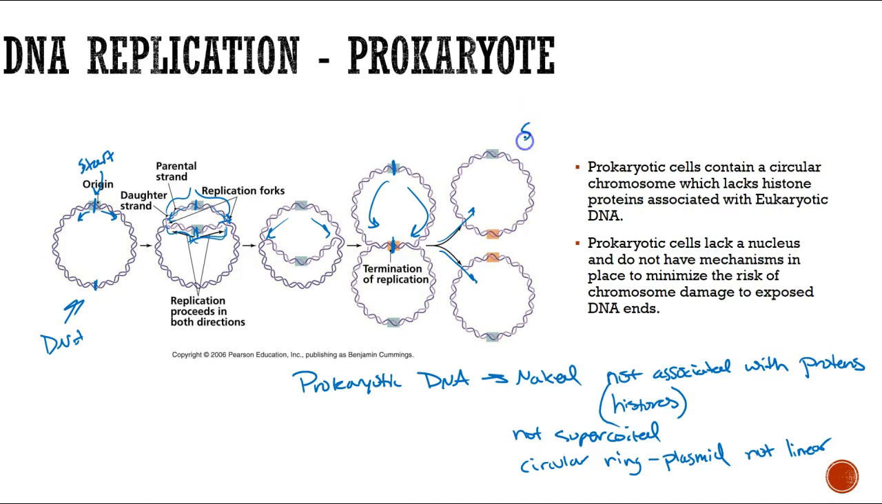And after it originates here and terminates here, we have successfully completed DNA replication, and we have produced via semi-conservative replication 2 new strands of DNA, or in this case 2 new plasmids, circular rings of DNA.